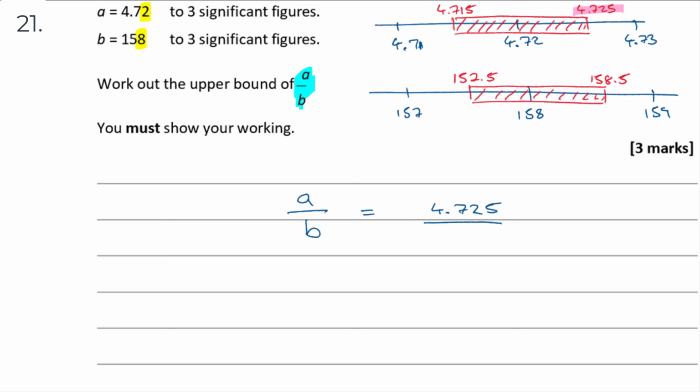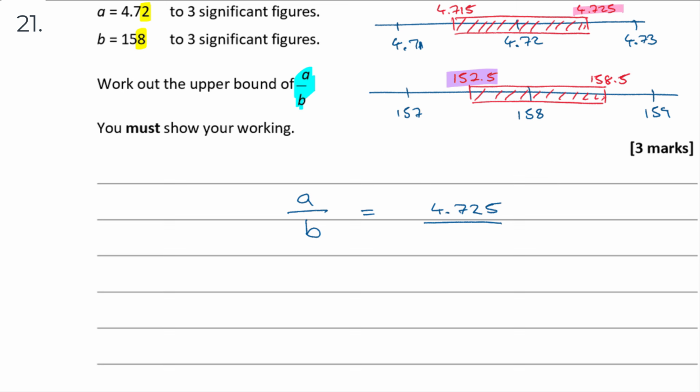And I'm going to divide it by, now, do I want the biggest or the smallest value of B? If I pick the biggest one, I'm going to divide A by a bigger number and I'm going to get a smaller result than if I divide it by the smaller one. I'm going to get the bigger result, aren't I? So I'm actually going to use the lower bound of B, because that is going to deliver the largest value overall for A over B.